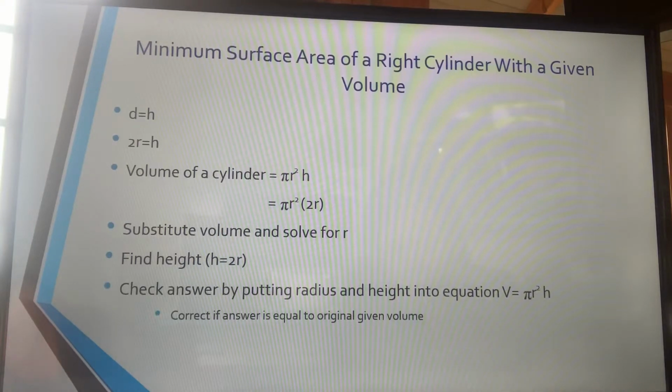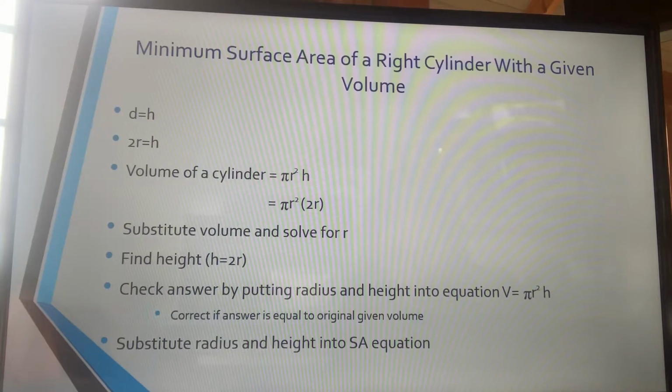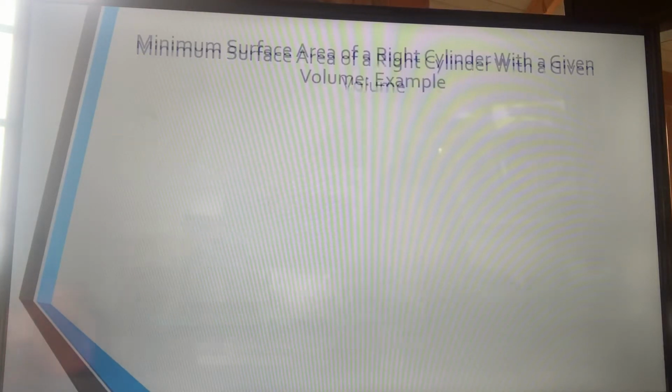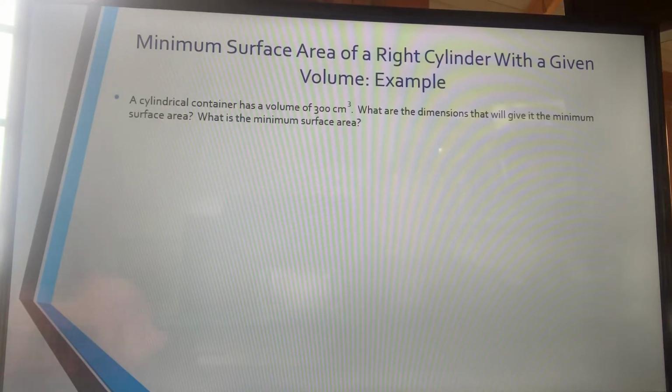Check your answer by putting it into the volume equation, and then substitute the radius and height into the surface area equation to get the minimum surface area for the given volume. Example: A cylindrical container has a volume of 300 centimeters cubed. What are the dimensions that will give it the minimum surface area? What is the minimum surface area?